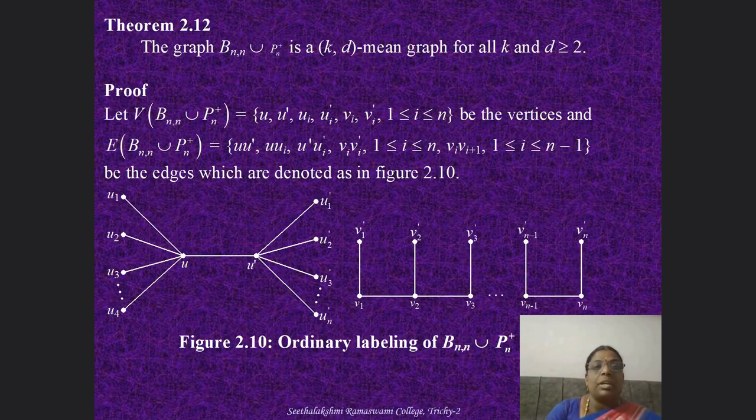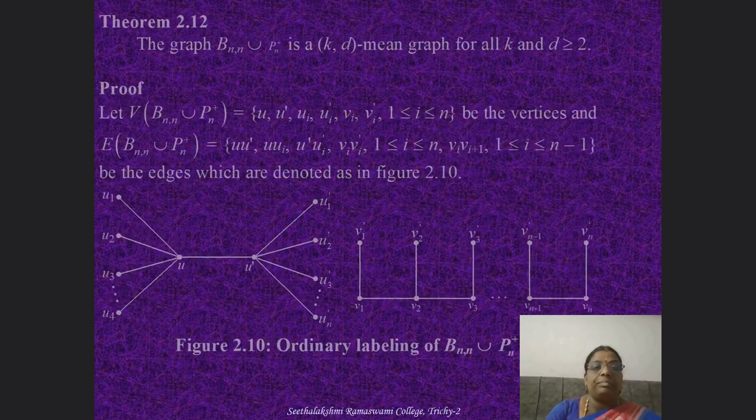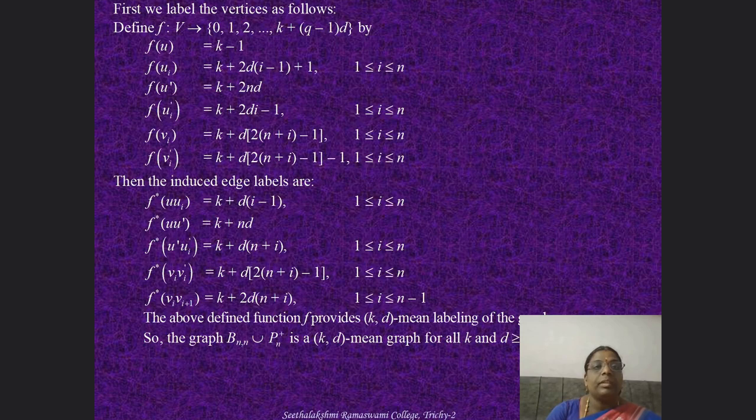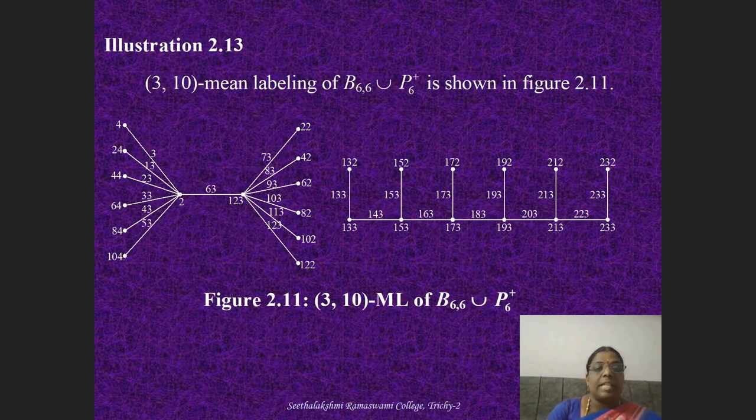The union of the bistar graph and the comb graph is also a k, d mean graph for all k and d greater than or equal to 2. So this is the vertex and edge set of the graph and the ordinary labeling for the graph. The vertex labeling and the edge labels are given here. This labeling provides the k, d mean labeling for the graph Bn, n union Pn plus. This is the illustration of the 3, 10 mean labeling of B6, 6 union P6 plus.